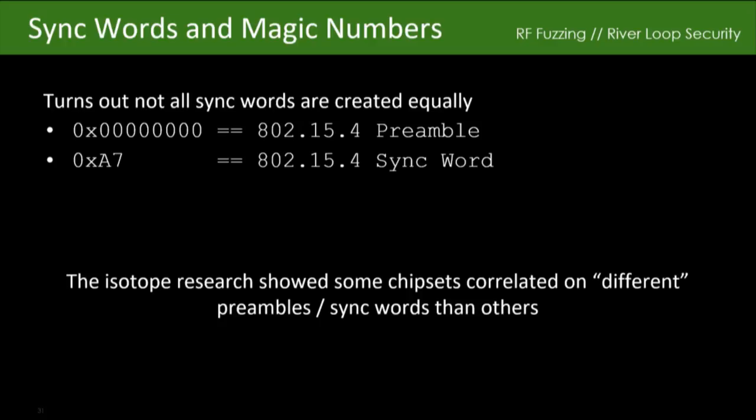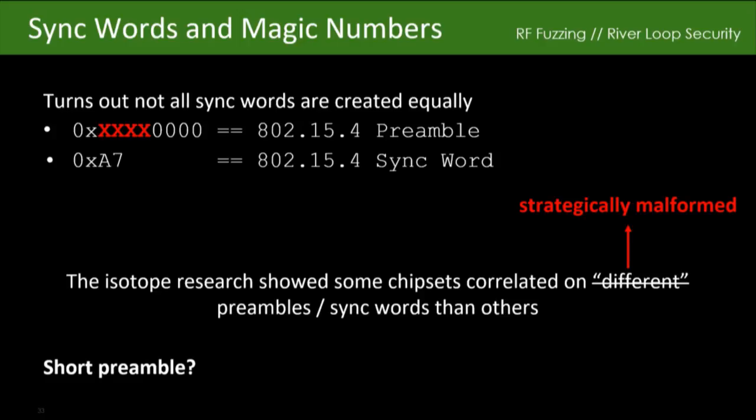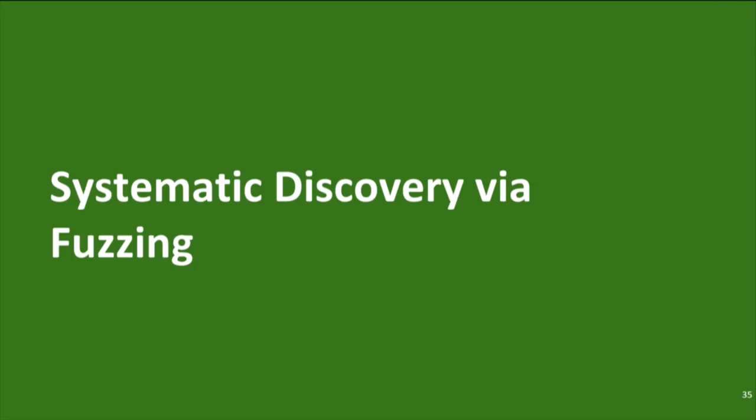Well, it turns out, as Ryan's research a couple years ago discovered, not all of these sync words and preambles are implemented the same way across manufacturers. Certain chipsets were found to correlate on different preambles and sync words than others. That's really interesting because as attackers, if we're able to strategically malform or leverage that, we can get radios to do really interesting things. We can send short preambles, send different sync words, and characterize how these different chipsets perform. And we can automate the discovery of this process by applying fuzzing.